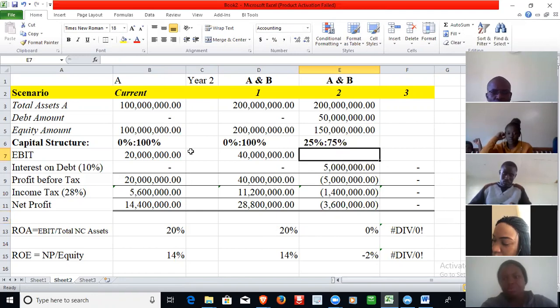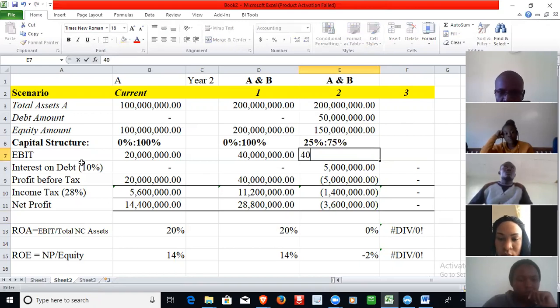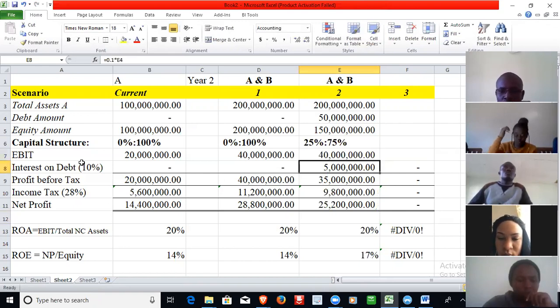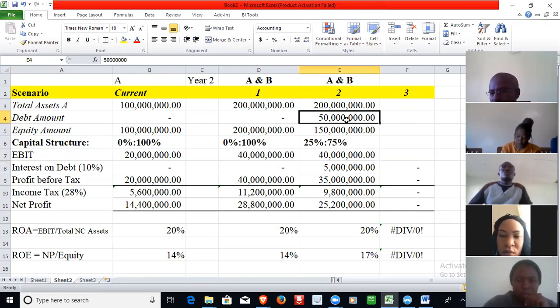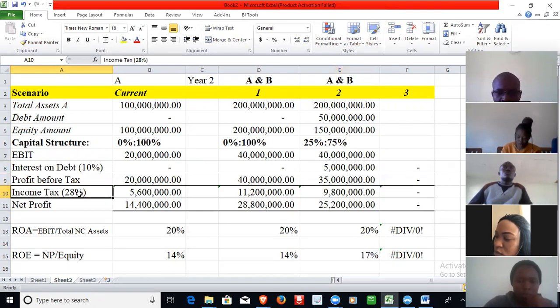Equity. Then we are told earnings before interest and taxes is going to be the same, which is 40 million. Therefore, our interest on debt is going to be 5 million, which is 10% of the debt amount, 50 million. And our profit before tax is going to be 35 million. Then our income tax, 28% of 35 million, is going to be 9.8 million.